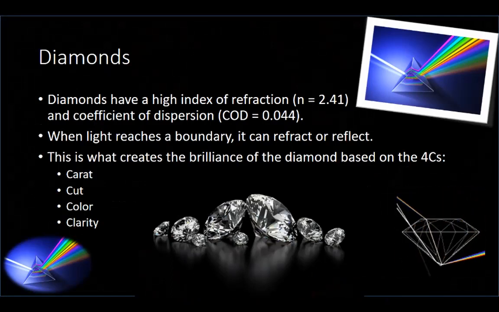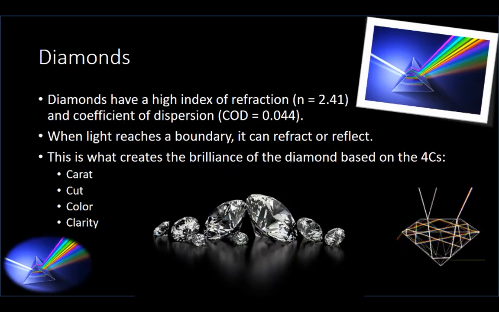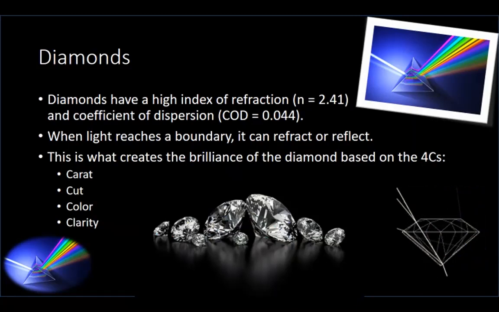So what does that mean? It means when light reaches a boundary, it can refract or reflect. And this is what creates the brilliance of diamonds based on what we call the 4 C's: carat, cut, color, and clarity.